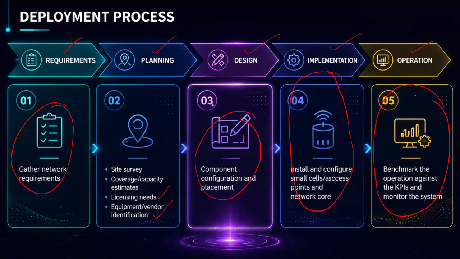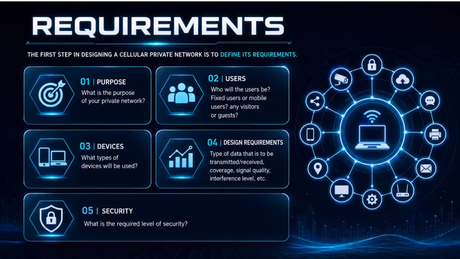In the next few slides, we'll take these stages one by one and look at what actually happens during a real private 5G deployment. So now we come to the first and probably the most important step, requirements. Before we place even a single small cell, we need to clearly understand what the customer actually wants to achieve with this private 5G network. First is the purpose. What's the purpose of the network? Is it for a smart factory, warehouse, hospital, airport, office, or maybe a data center? What problem are we trying to solve?